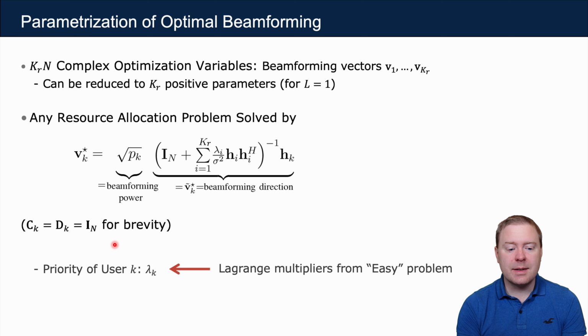And the thing we need to select is the priority for user k, which is this lambda k parameter. And this is basically the Lagrange multipliers from this easy problem if you are solving them at the optimum to your more complicated resource allocation problem.